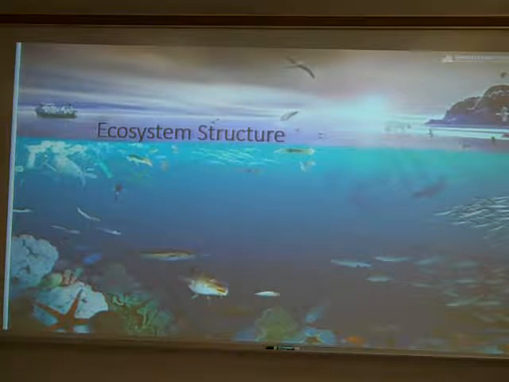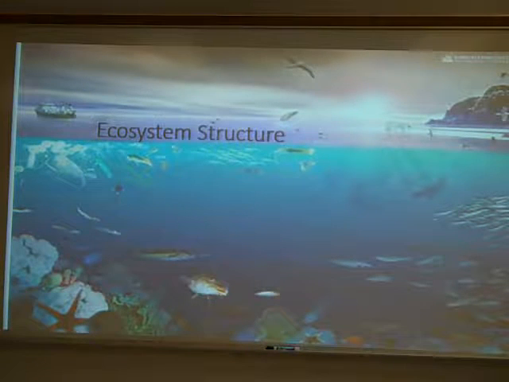Unit 2, ecosystem structure, or Unit 2 is the living world, or the biosphere, or whatever you want to call it. We start off with the ecosystem. That's your basic unit of observation. The entire ecosystem is all the world connected together. That's what we call the biosphere. So that's our fourth sphere.